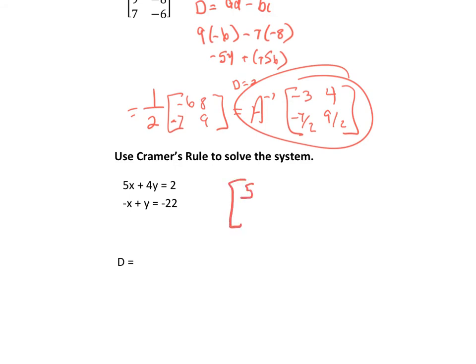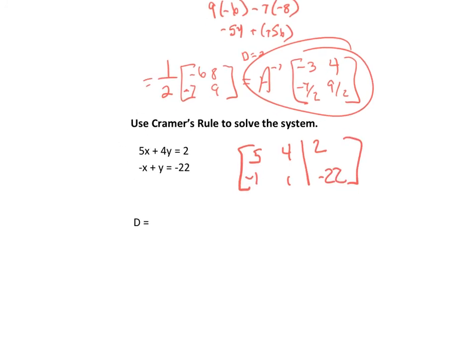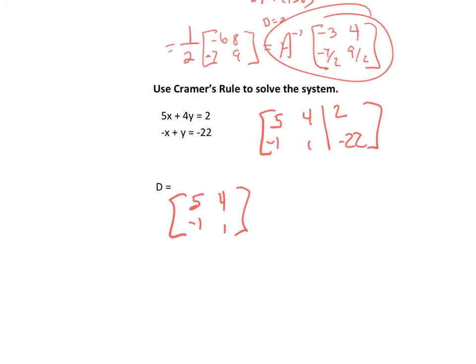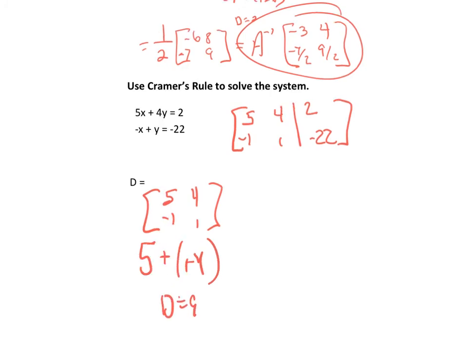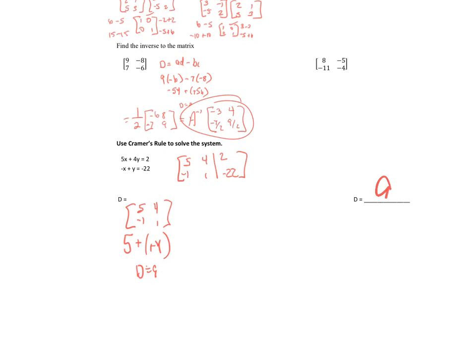I have my x coefficients are 5 and negative 1. My y coefficients are 4 and 1. And then my answers are 2 and negative 22. So to find my determinant, I take 5, negative 1, 4 and 1. I have my major, 5 times 1 is 5, minus my minor, which is 1 times 4, which is negative 4. So 5 plus 4, D equals 9. So D equals 9.